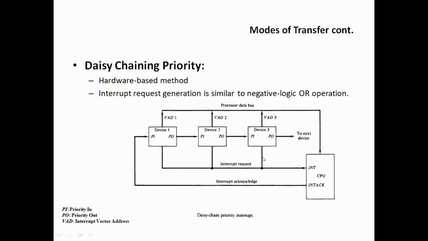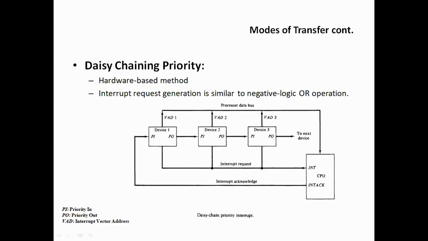Here, a negative logic OR operation is used. What does that mean? That is equivalent to a NOT gate here, a NOT gate here and a NOT gate here, and then all three go into an OR gate. This is called a negative logic OR operation. One more thing: whenever this is 0, it means it is producing an interrupt. Whenever this is 1, it means it is not producing an interrupt.